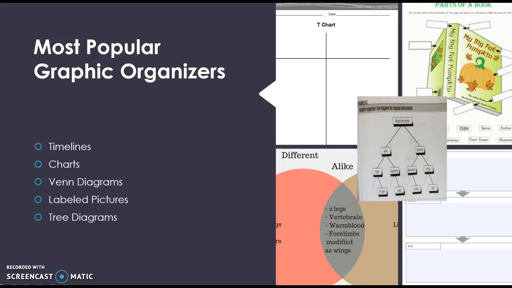Some of the most common graphic organizers you can see listed above are timelines, charts, Venn diagrams, labeled pictures, and tree diagrams. Since I do not have time to go into every form of graphic organizer, I'll be focusing on just these types in my presentation.